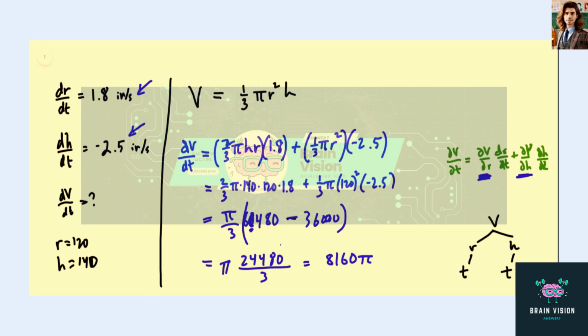And our units were inches, but this is change in volume, so inches cubed, and our unit of time in this problem was seconds. So we end up with 8,160 times pi cubic inches per second. Hopefully this helps.